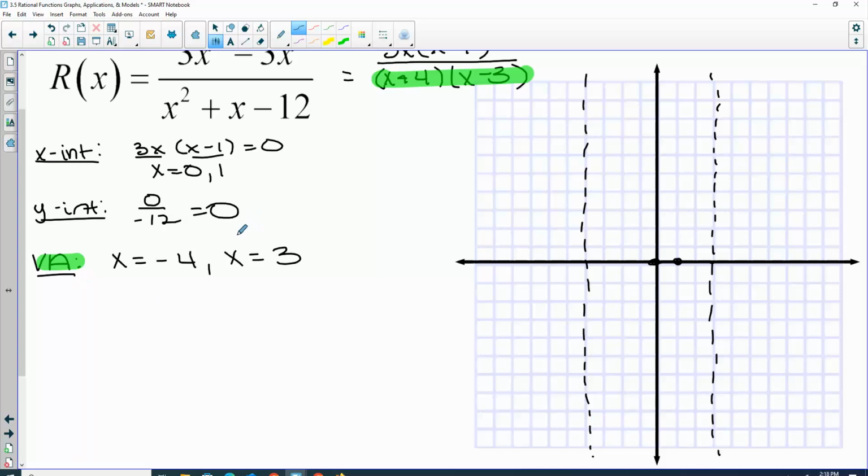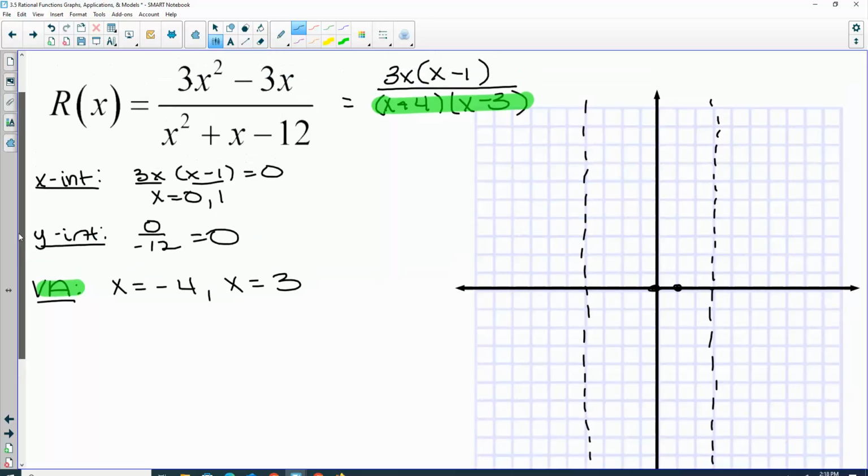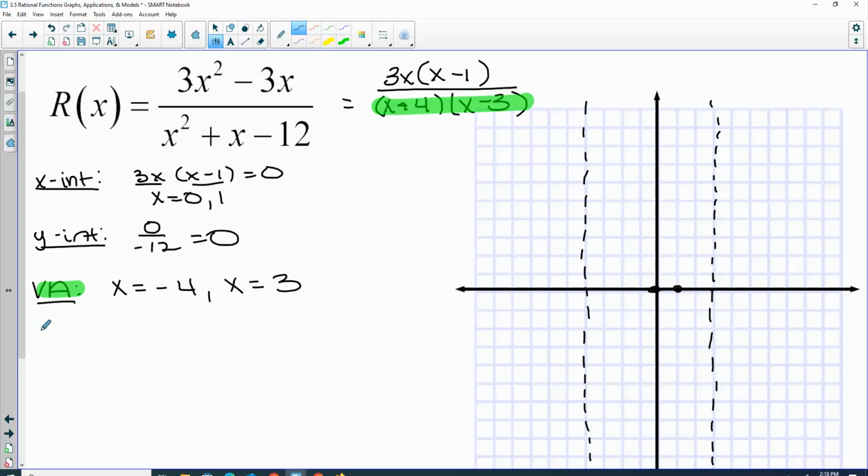Alright, now we have to check if it's horizontal or oblique. And we've talked a lot about this, how it's really just like dividing. So if we think about dividing this, can you do 3x squared divided by x squared? Yes. What does that give us? 3. So if the x cancels, that means it's just a horizontal line. So y equals a number. And this is at y equals 3.